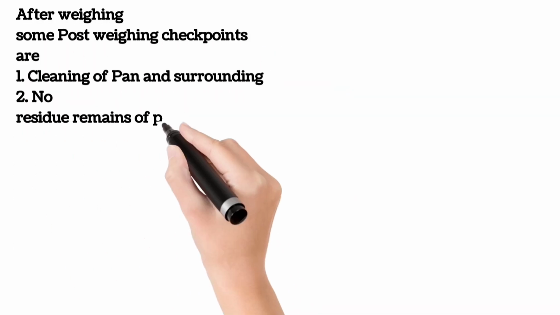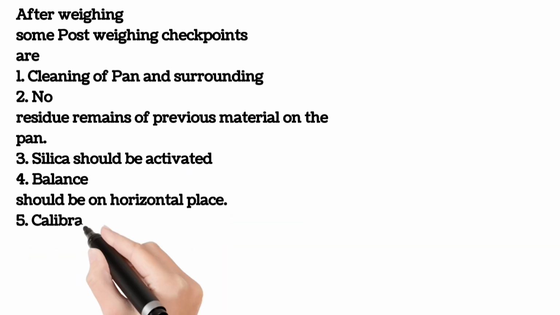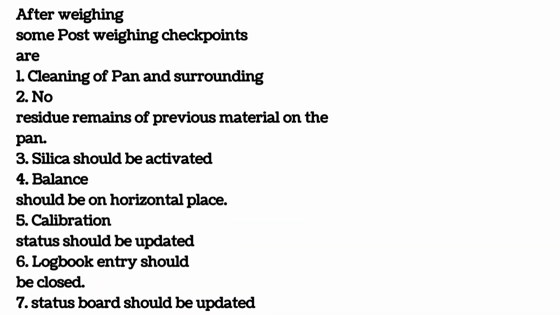After weighing, some post weighing checkpoints are there. First one is cleaning of the pan and surroundings. No residue of previous material should remain on the pan. Silica should be activated. Balance should be on a horizontal place.